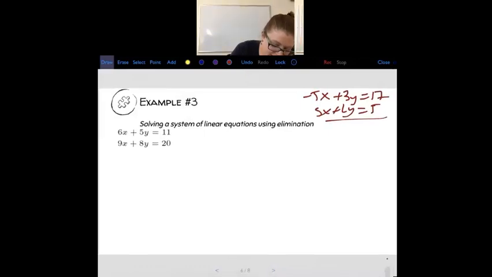If we add these together, the negative 5x and the 5x will cancel out, and I would only be dealing with one variable in my linear equation. And so that's the goal. So you can choose to eliminate x or y. It's your decision. Pick the one that's easier.